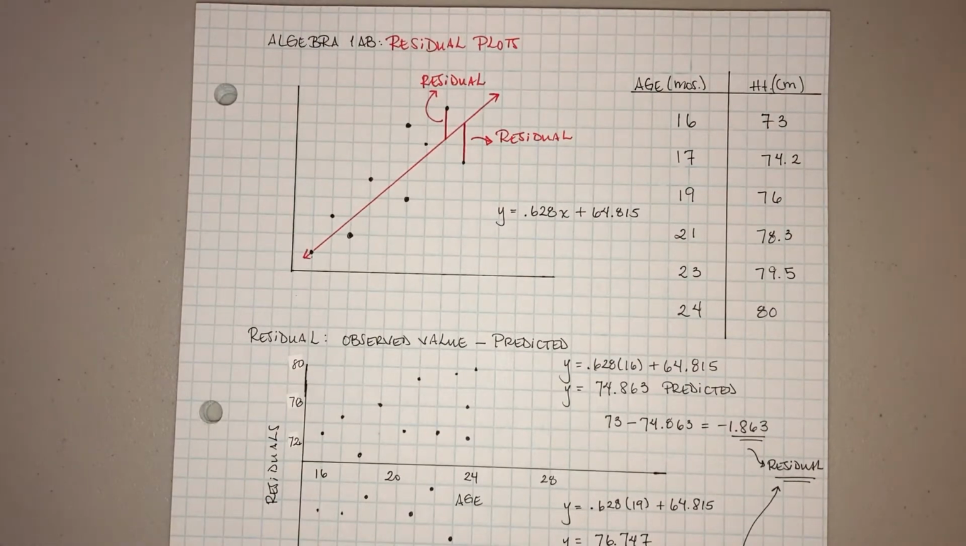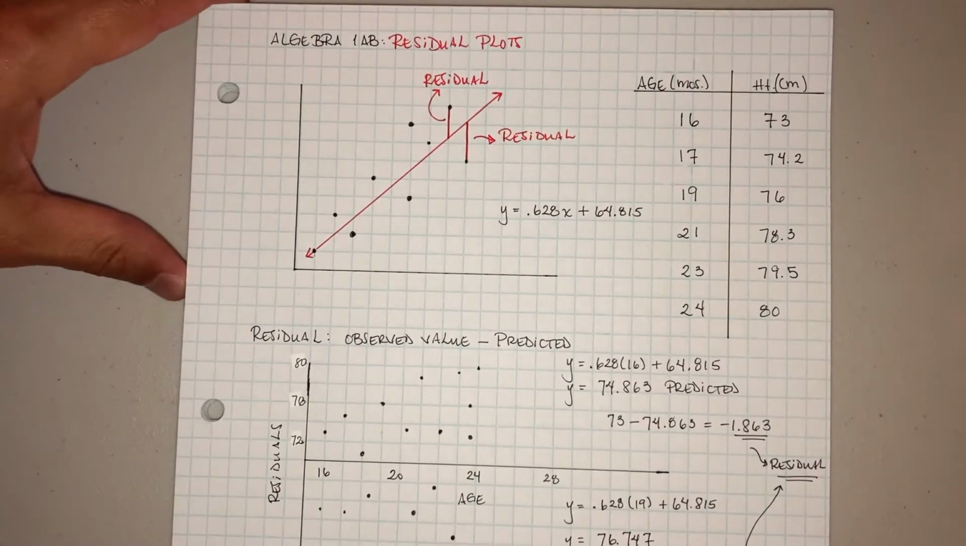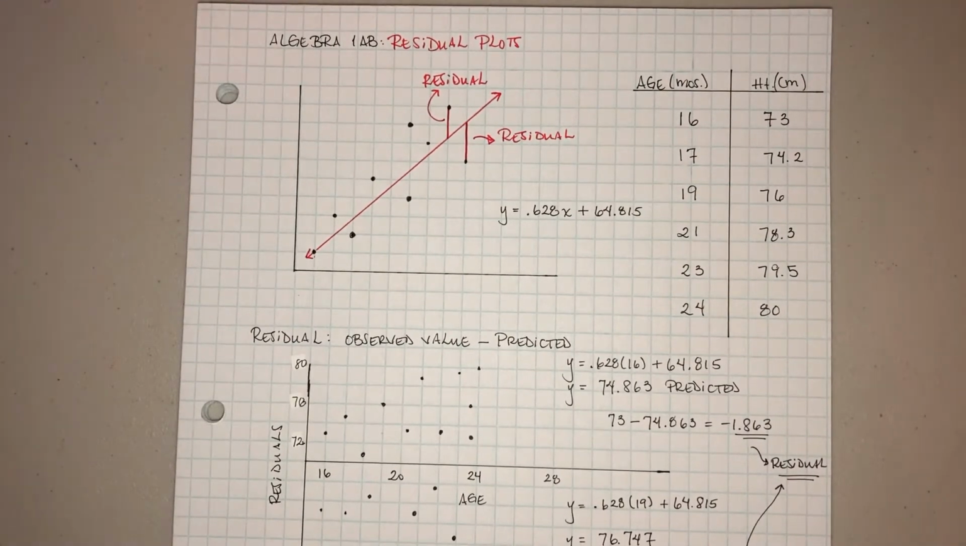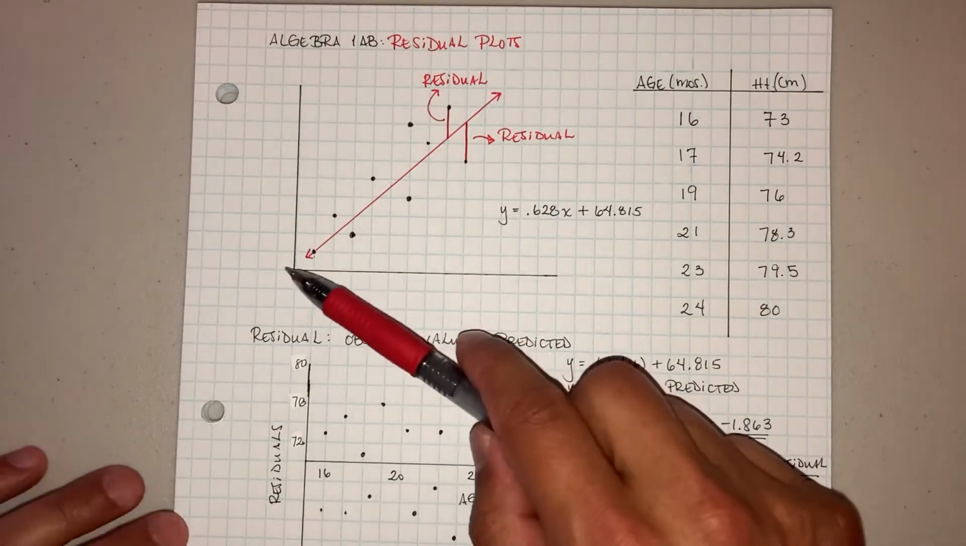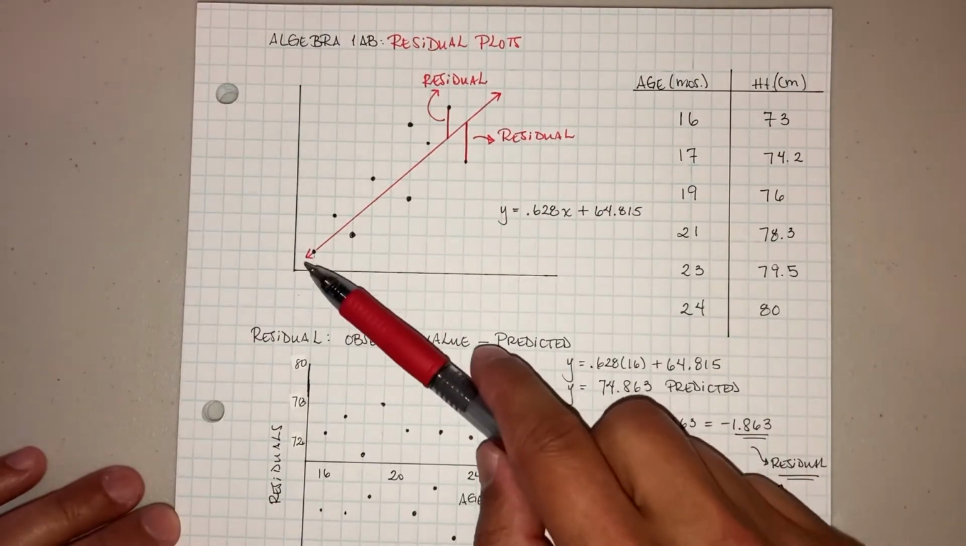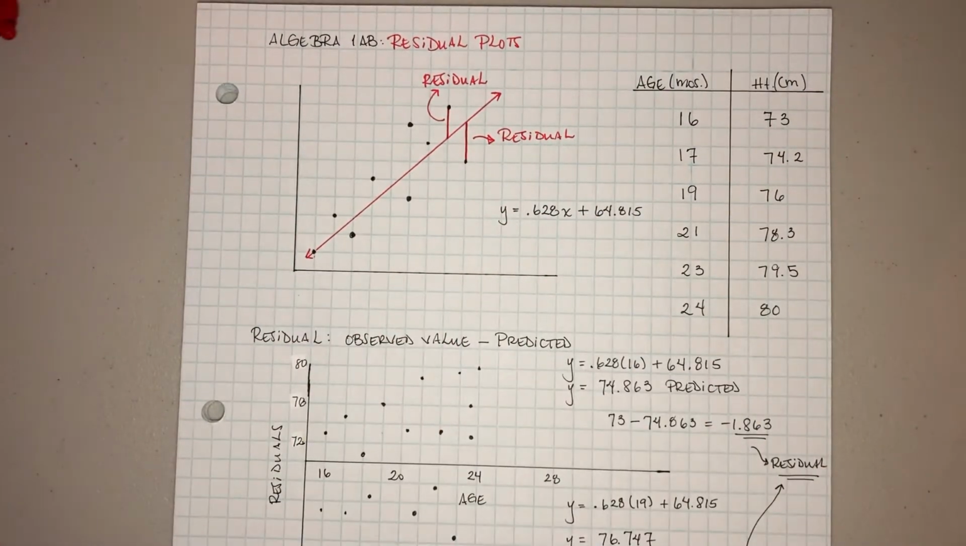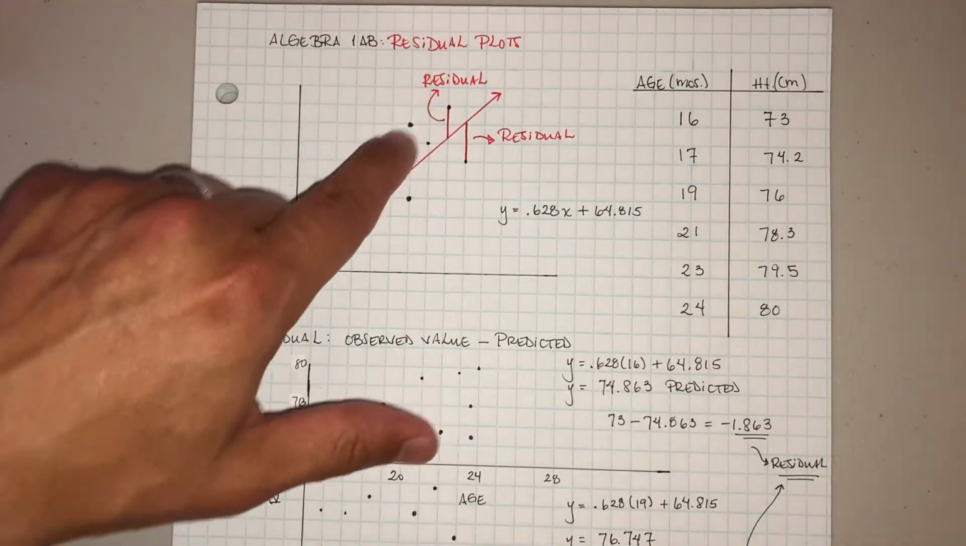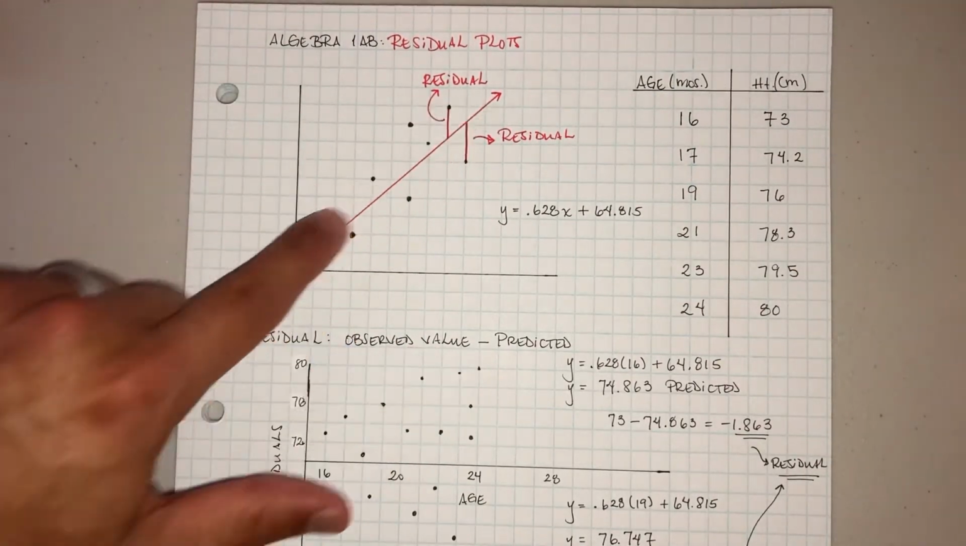Guys, so in this video we're going to talk about a little bit of statistics. It's just basic Algebra 1 and it stems from the line of best fit. Okay, so if you notice we have the line of best fit right here. And we want to make sure that we get the best line possible.